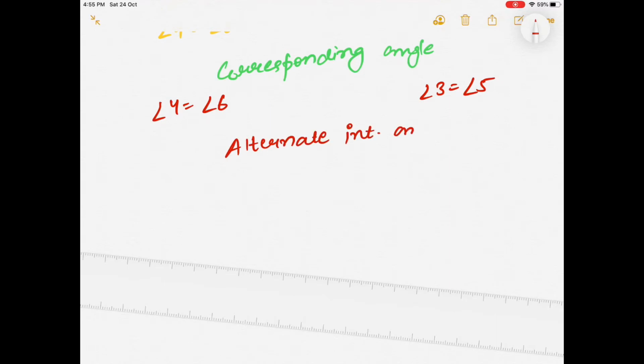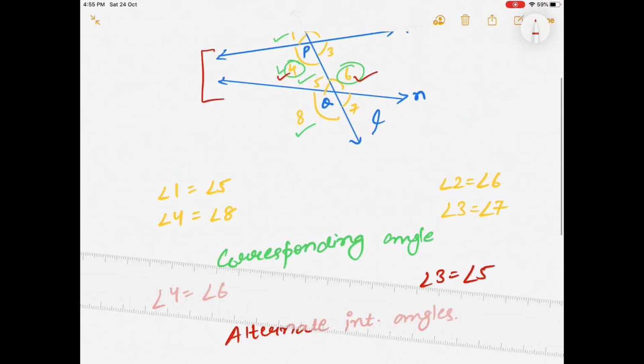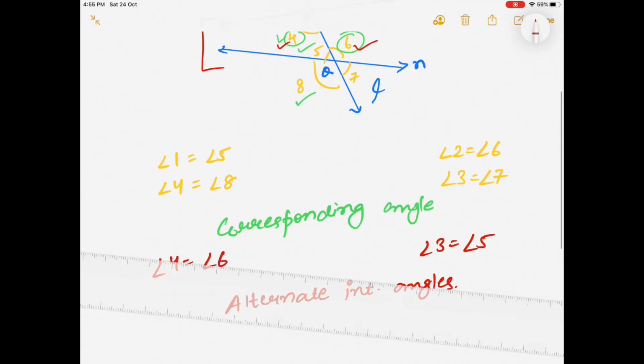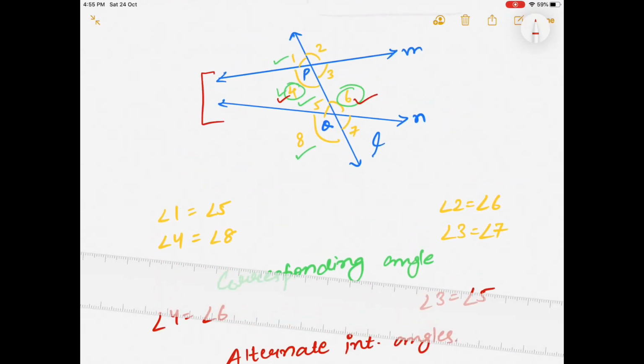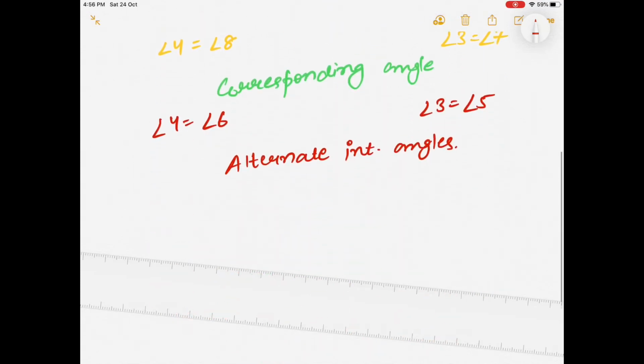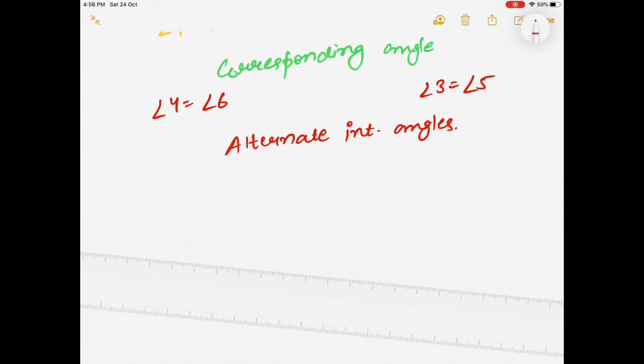Alternate interior angles. Now why alternate? Because one angle is forming at the left hand side of the transversal and the other angle is forming at the right hand side of the transversal, and it is interior because it is interior of lines M and N. Both of these angles are getting formed at the interior side of lines M and N. That's why it is called alternate interior angles.